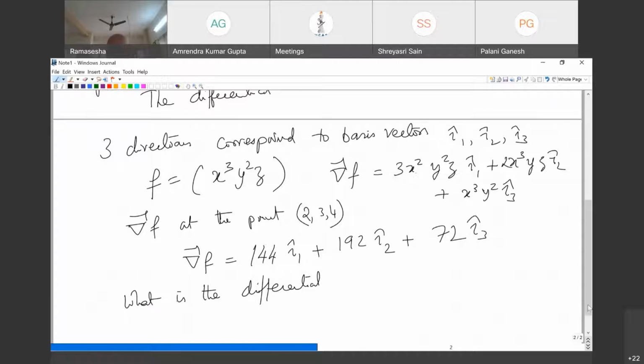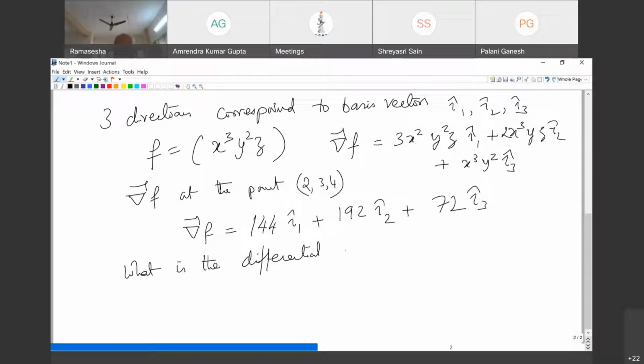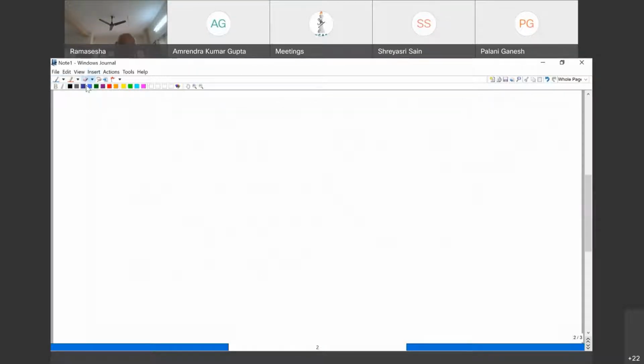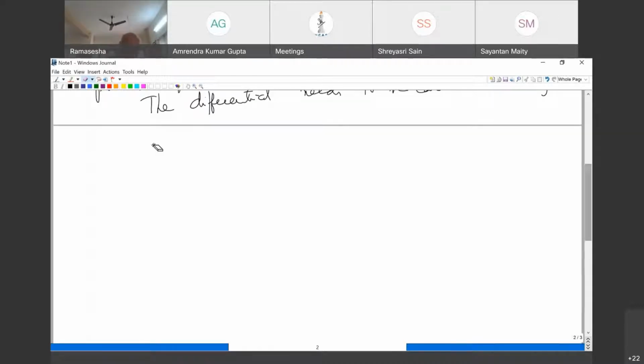Okay, so what is the differential in the I1 direction? In the I1 direction, 144 will be multiplied by 3. Yes, so I have multiplied by 3. 144 into 3 is how much? 432. So it is 432.